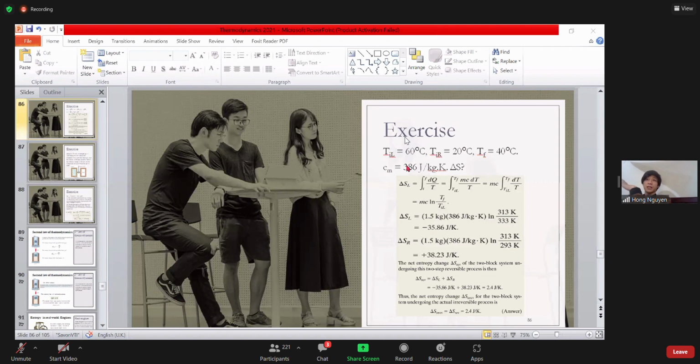Now we start to establish the change in entropy for a reversible process. You understand? Because the formula here works only for a reversible process, we will find a reversible process that has the same initial and final state. Then we apply the formula.